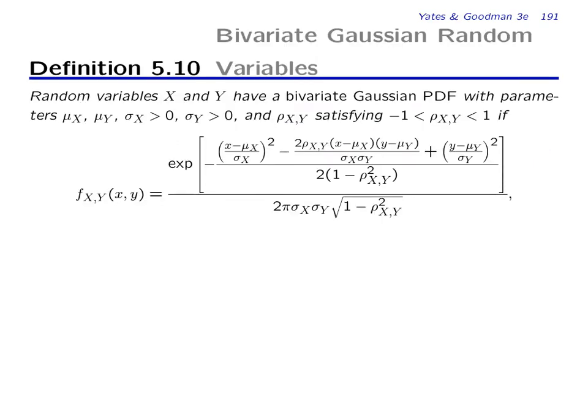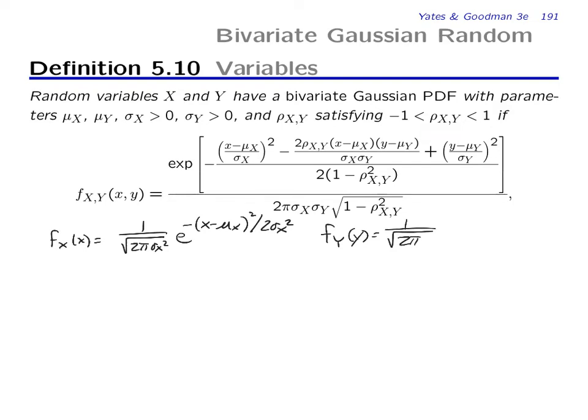Going back to the definition of the bivariate Gaussian PDF, we remind you that we have observed earlier that from this definition, it follows that X has the ordinary Gaussian PDF with variance sigma x squared and expected value mu x, and that Y also has a Gaussian PDF with variance sigma y squared and expected value mu y.